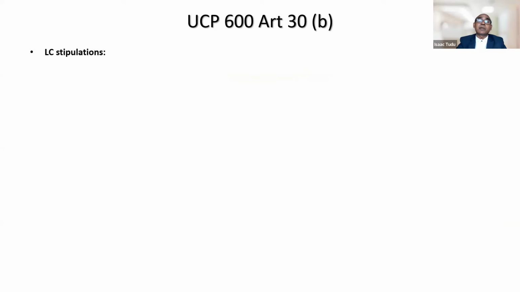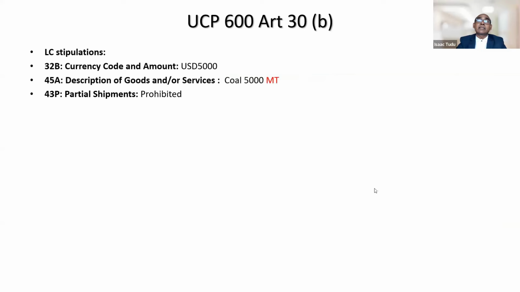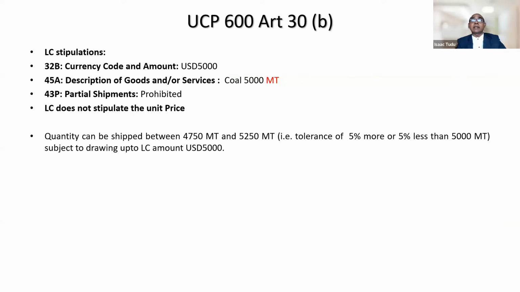So let us take one example to understand here. You can see here that quantity is given in metric tons. So you will apply UCP Article 30B here, okay? The LC does not stipulate the unit price, fine. So in this case, quantity can be shipped between 4,750 metric tons and 5,250 metric tons. How has this figure been arrived at? Simple, a tolerance of 5% more or 5% less against this quantity of 5,000 has been applied.